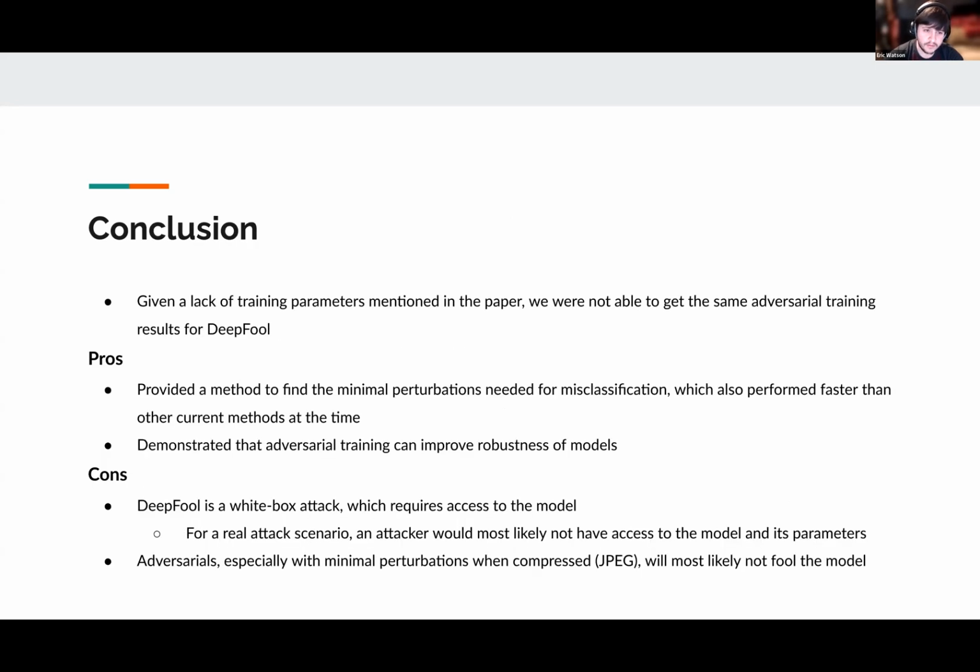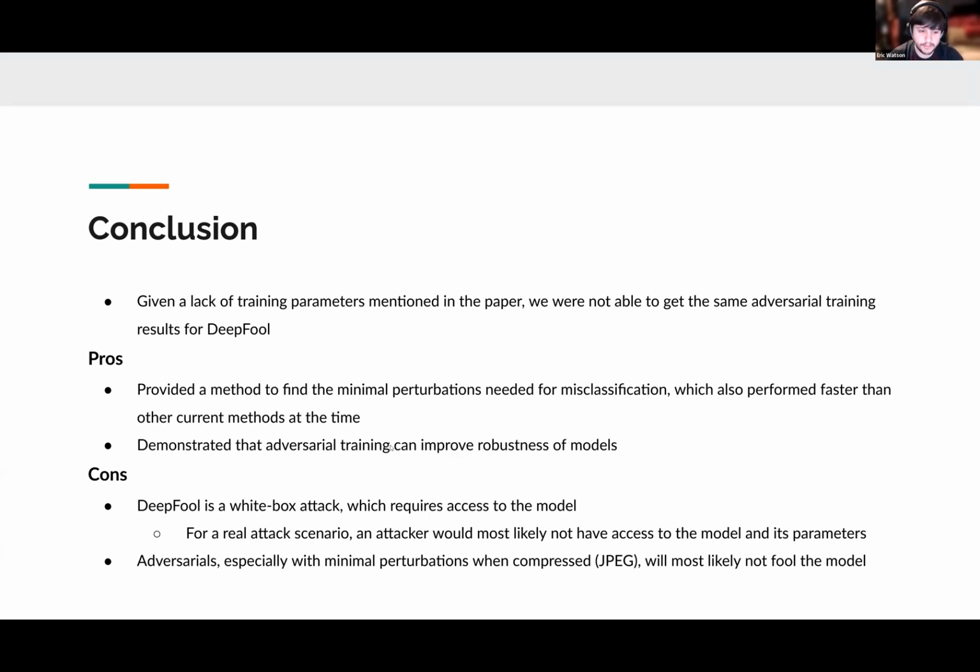So for a conclusion, given the lack of training parameters in the paper, we were sadly not able to get the same adversarial training results as them. Some pros of the paper are that they provide a method to find the minimal perturbations needed for misclassification, and it does perform faster than the other methods used at the time. And they demonstrate that adversarial training can improve robustness of models.